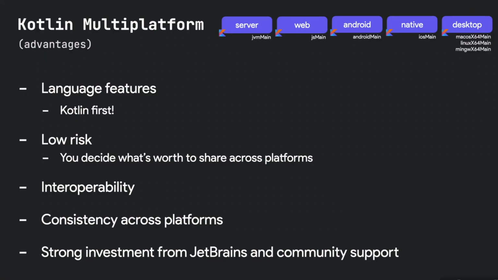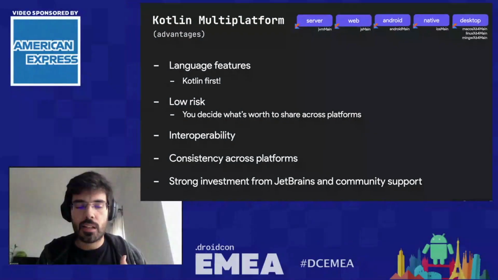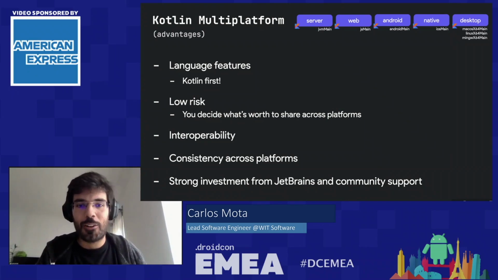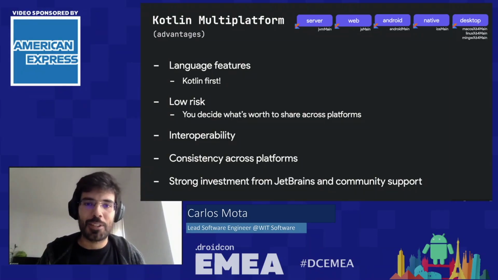So we're going to develop for multi-platform using Kotlin. It's Kotlin first. It has really low risk because you decide what you want to share across platforms. When I first started with multi-platform, almost 2 years ago, I started by writing unit tests for both platforms. I then moved to write the network layer, the parsers, and I ended up having all my business logic developed on multi-platform. It's interoperable and consistent across platforms because we're sharing this business logic, which means that if you put a bug in your code, it's going to be on all platforms. But if we see the glass as half full, when you fix this bug, it's going to be fixed on all platforms.